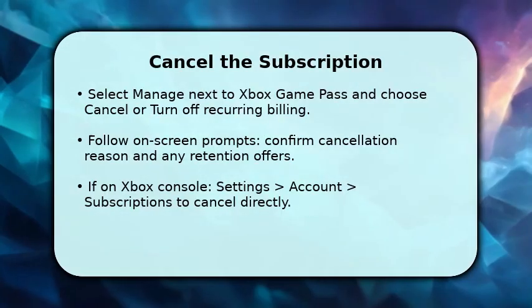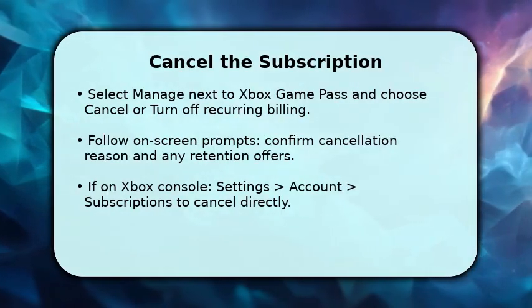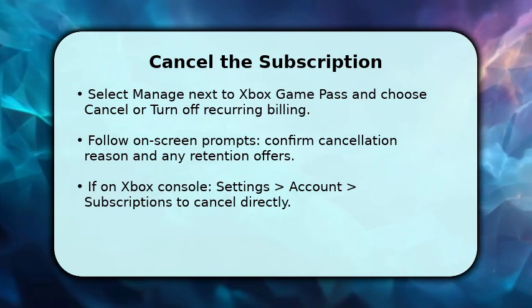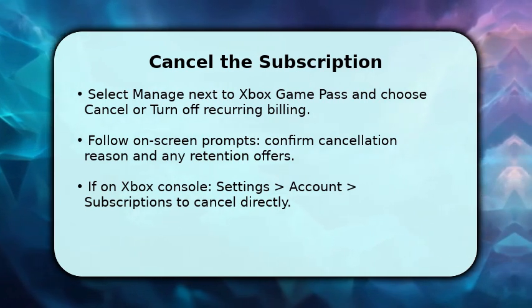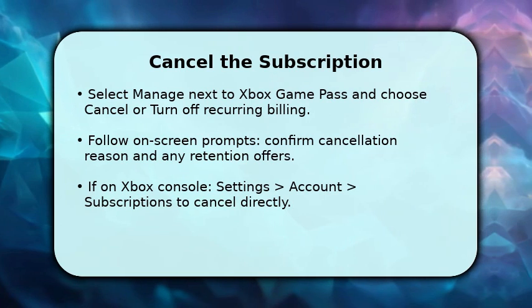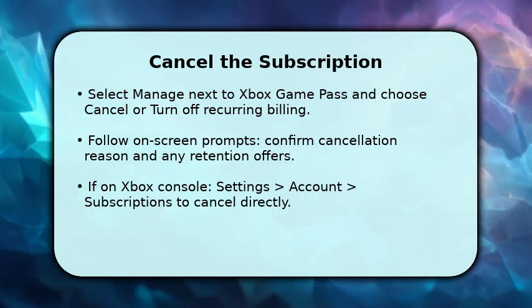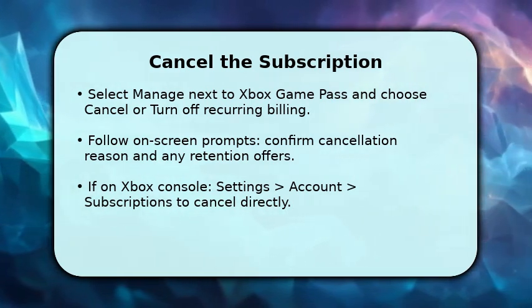Now, click Manage beside your Game Pass listing and choose Cancel or turn off recurring billing. This stops future charges. Follow the on-screen prompts and respond to confirmation or retention offers. Those offers don't change the cancellation, but can give discounts if you reconsider.